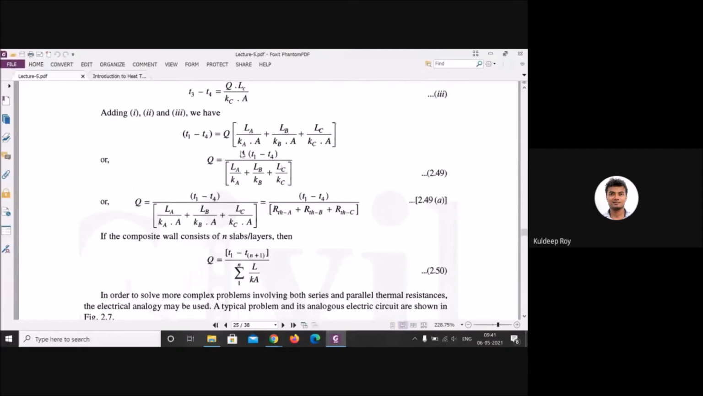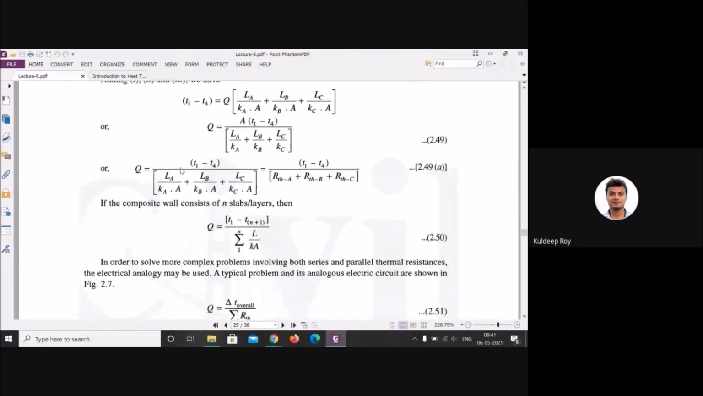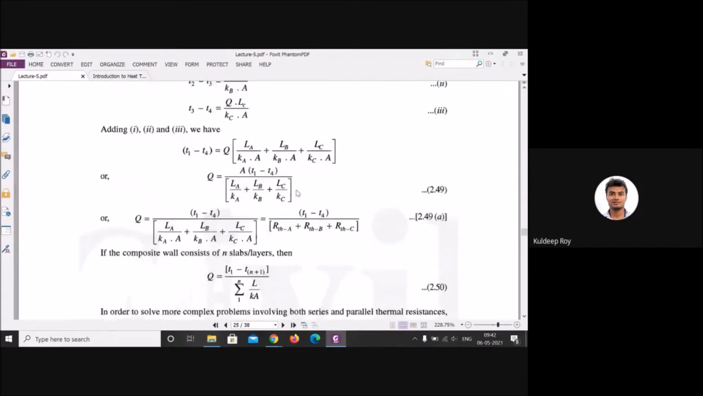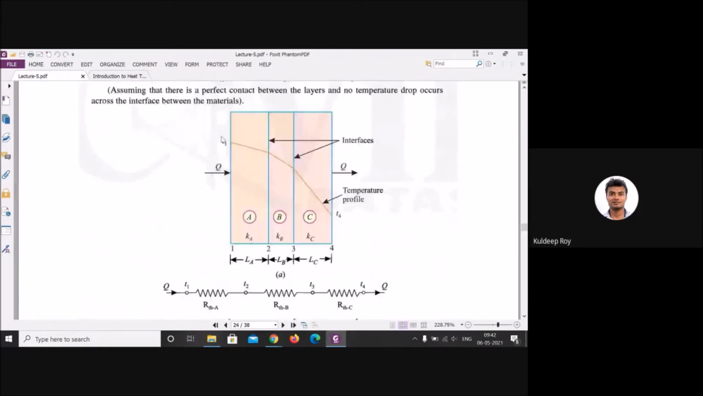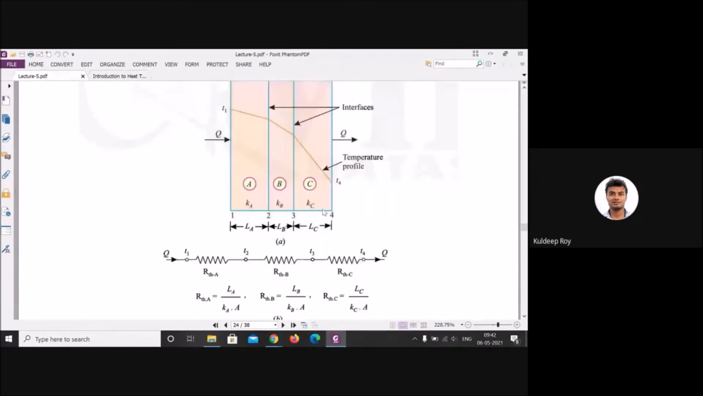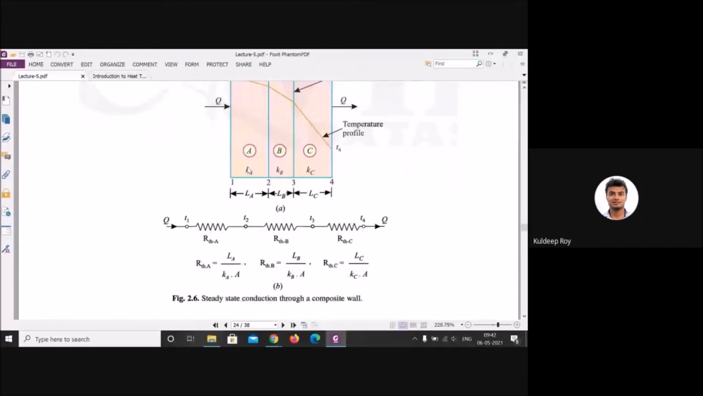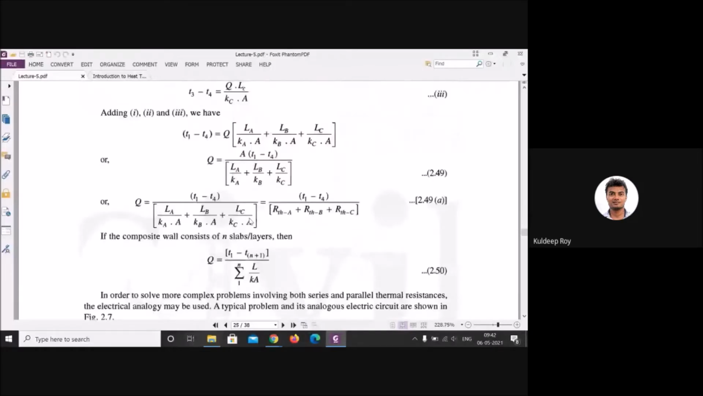Okay, now he has multiplied by the area, and he has put this value in terms of resistance, how the resistance takes place. And this value you have to use for the numerical problem. Q equal to T1 minus T4, with T1 here and T4 here, and you have to add all the resistive forces which you have: L1 divided by K1A, plus for this LB divided by KBA, and for this LC divided by KCA. This formula you have to keep in your mind.